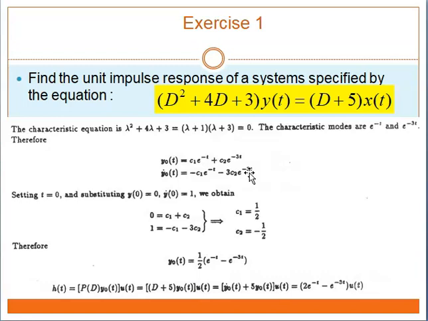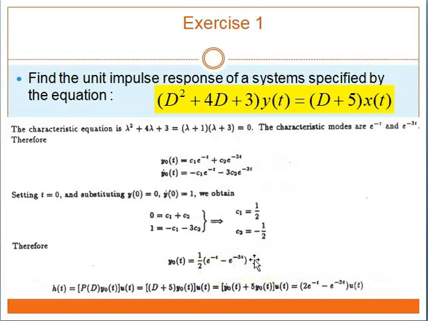Next, we have to find out what C1 and C2 are. So you have to set t equal to 0 and substitute y0(0) equal to 0 and y dot (0) equal to 1. So you will have two equations, which are these two. And solving these two equations together, you will have C1 equal to half and C2 equal to minus half. So just plug these two values into your equation and you will have y0(t) equal to half times (exponent minus t minus exponent minus 3t).